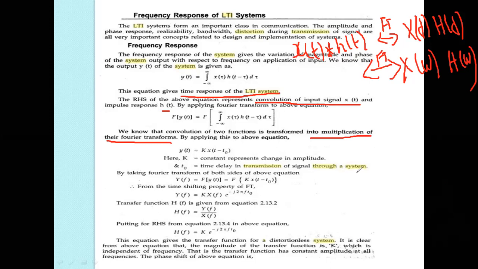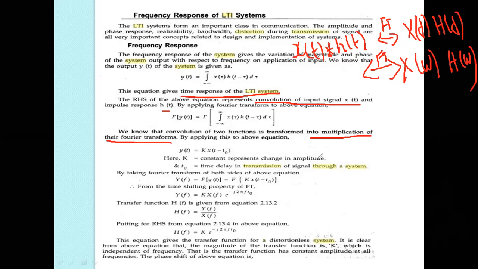Input is delayed with the t naught samples. So y of t is equal to k times x of t minus t naught, assuming the coefficient is k, which is a constant representing the change in amplitude. The Fourier transformation of y of t is y of f, which is equal to the Fourier transformation of k into x of t minus t naught.